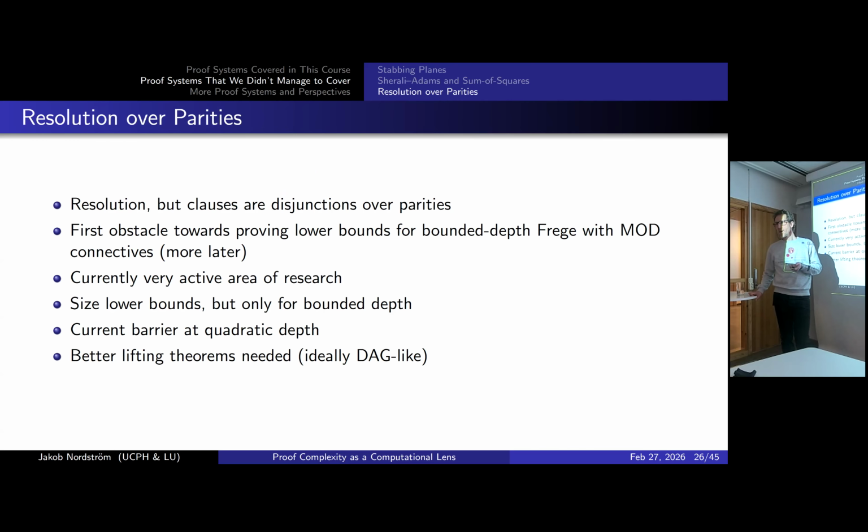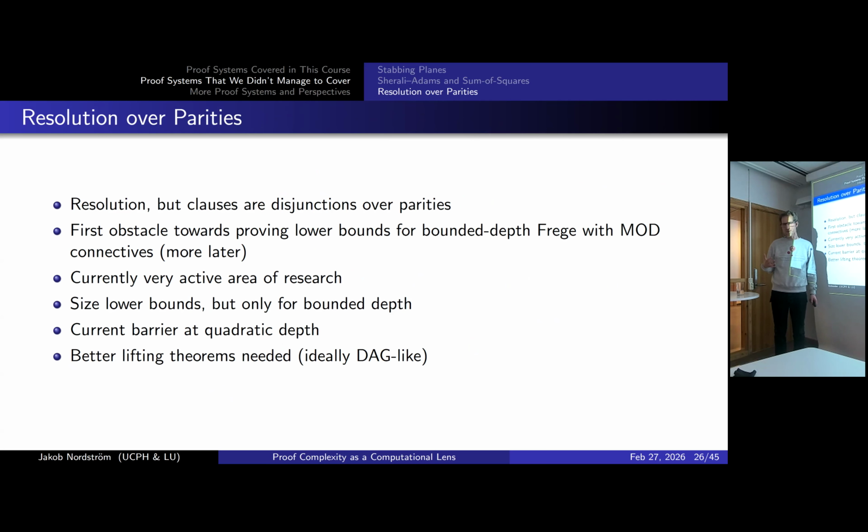Something that many of you will be aware of as another area that has seen a lot of action is you take the resolution proof system, but instead of clauses, you now have disjunctions over parity constraints. And why are people so interested in this? I don't know about you, but the first time I saw resolution over parities, I found it extremely artificial and I was very annoyed. It's sort of an acquired taste, or was at least for me.